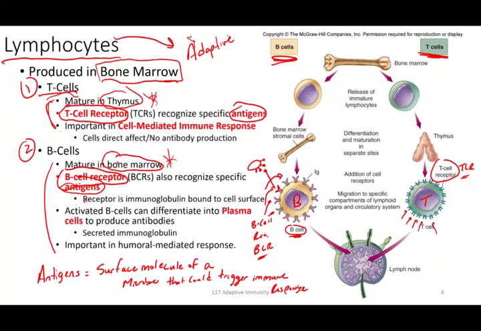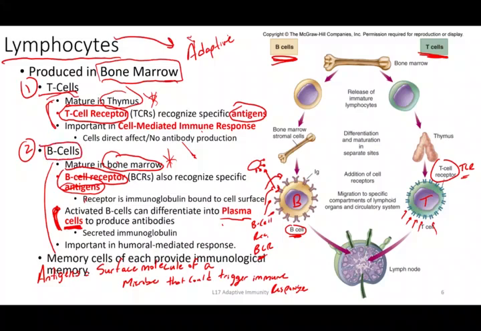And if you do get that specific relationship, a BCR binding to an antigen, then you're going to get a specific response. B cells are ultimately responsible for developing into what are called plasma cells. We'll talk about that later, but what you want to make the connection to is that B cells will ultimately produce antibodies. That's the important connection.